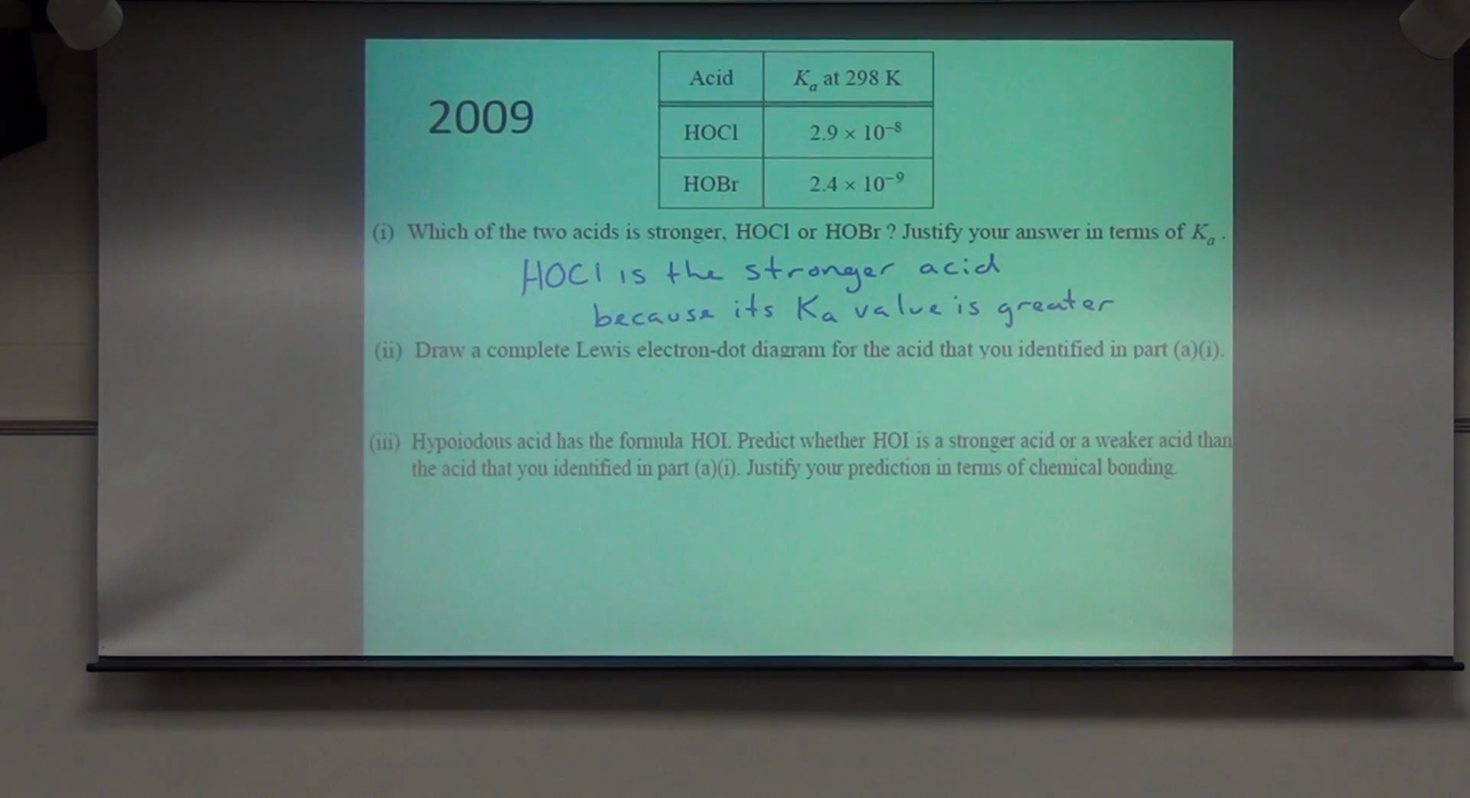Draw a complete Lewis electron dot diagram for the acid that you identified. So whichever one you said, it's going to be very similar. So if you don't have the dots, everything's basically a point here. In the next section, we'll do points. If you didn't do dots, that's wrong.